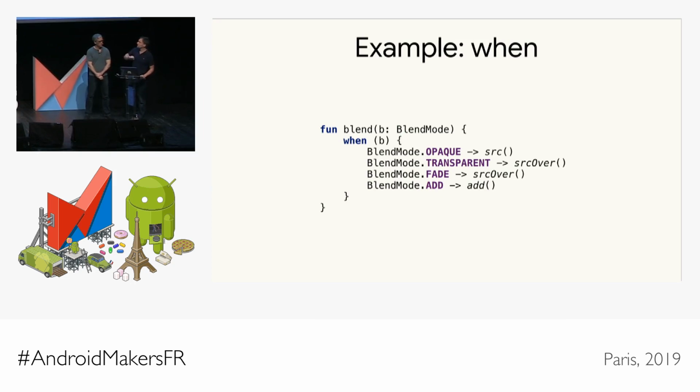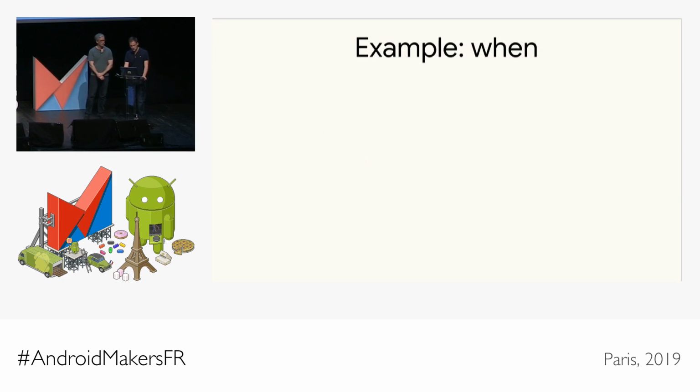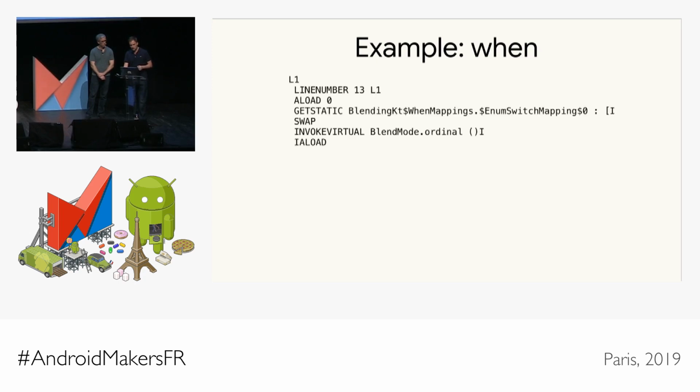So we have a simple function. It takes an enum value as a parameter. We do a switch on it. We switch over all the possible values of the enum, and then we just call random functions that don't really matter for our use case. So what happens when you compile this? If you look at the bytecode, it looks a lot more complicated than you might expect. So it looks like this.